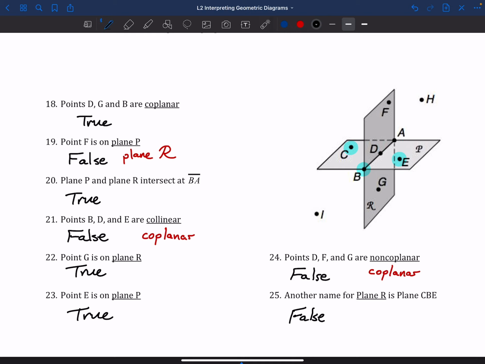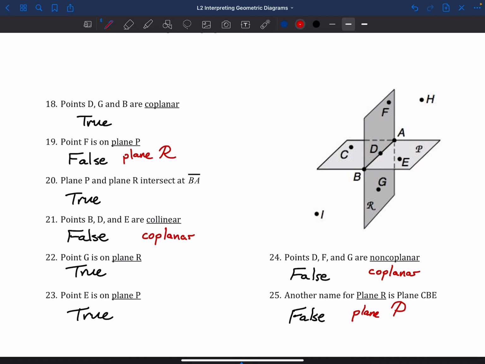So plane R is the part we need to change. Instead of being another name for plane R, would you hopefully agree with me that it's another name for plane P? All 3 of those points are on plane P. And again, it's a fancy looking letter P. Good enough.